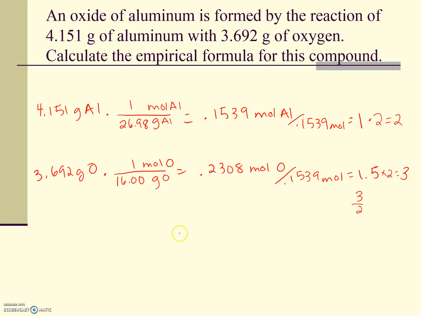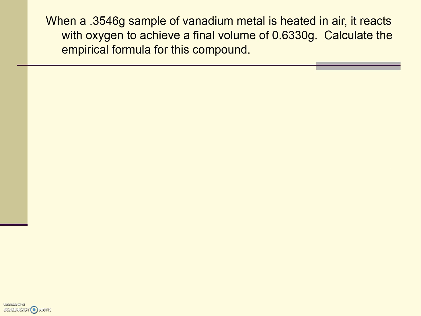And my formula is going to be Al2, because this is the 2, O3, because this is the 3. Bonus is that if it's a formula, we know it's going to be written correctly. It's not going to be something that's written incorrectly. Let's take a look at another one. When a 0.3546 gram sample of vanadium is heated in air, it reacts with oxygen to achieve a final volume of 0.6330. Calculate the empirical formula for this compound.